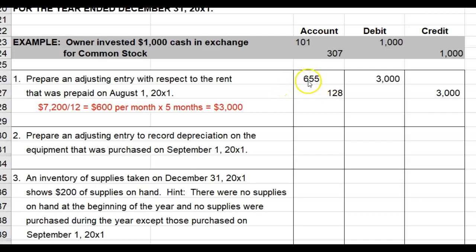Debit rent expense, account 655 for $3,000, and credit prepaid rent, account 128 for $3,000.